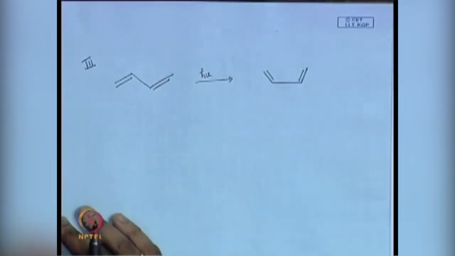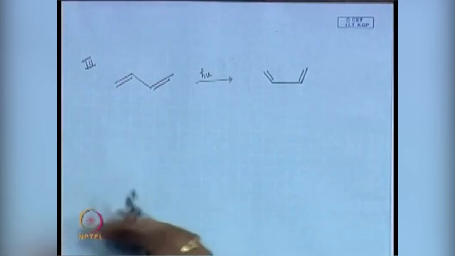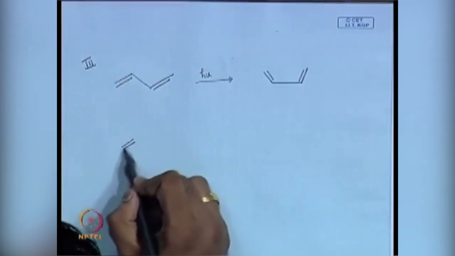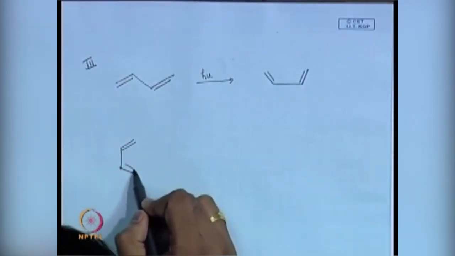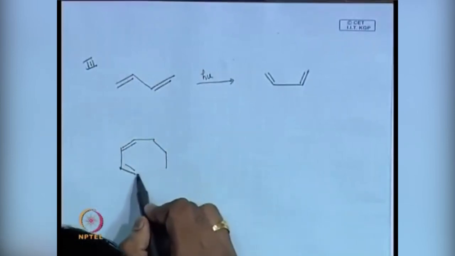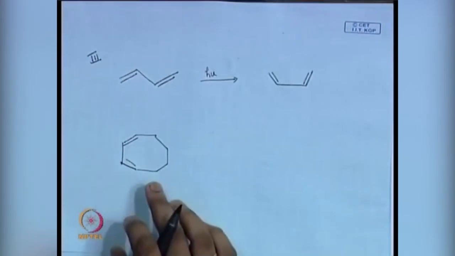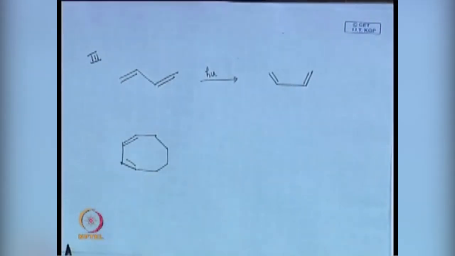I am not worried about that part. Now, if you are given a system like, now I am giving a system which is like this, it is a diene again.